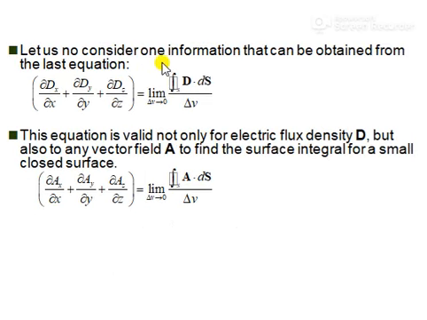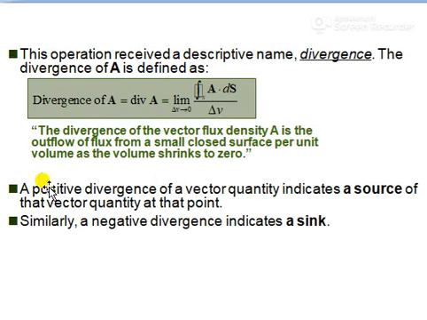Now let us consider one more piece of information that can be obtained from the last equation. This equation is valid not only for the electric flux density D but also for any vector A, to find the surface integral for a small closed surface. So instead of D you can use any vector. Hence this operation receives a descriptive name, divergence.